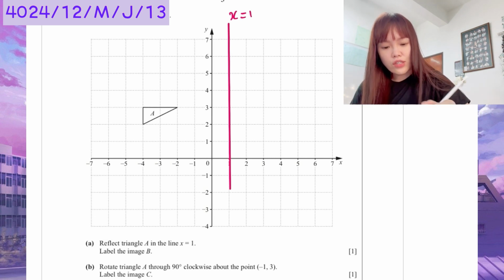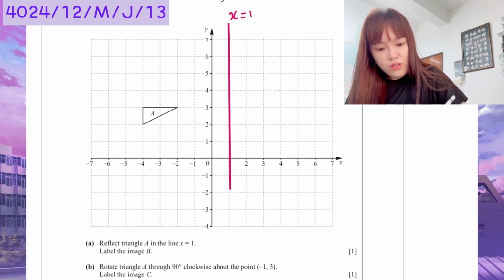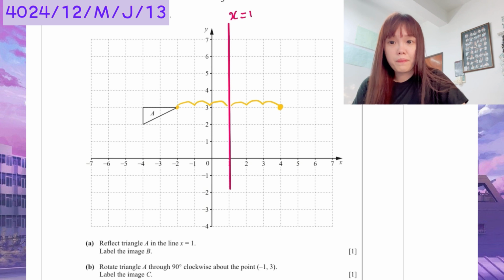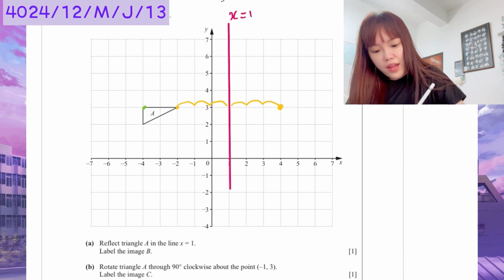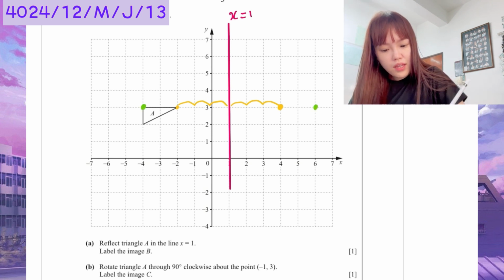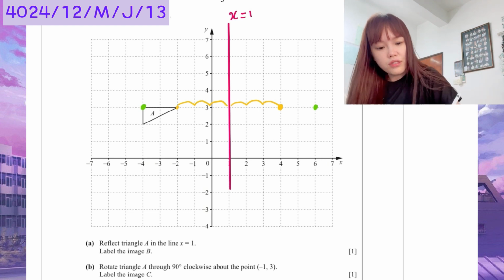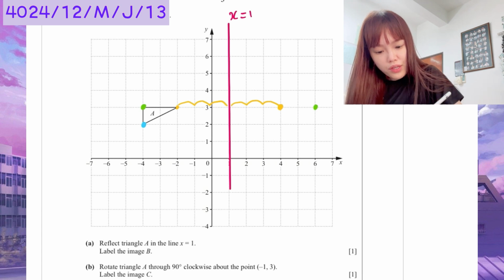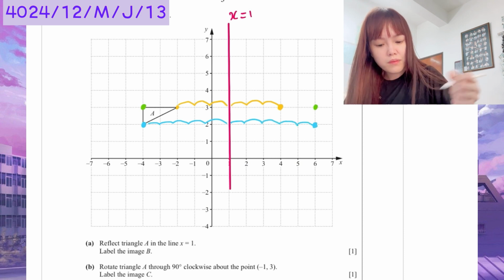So this is the line of x equals 1 and we want to reflect. When you want to reflect, it is like a mirror. This point, you count the number of steps, it is 3 here. So here is also 3. So the point is going here. Whereas this one will be over here. It's like a mirror. And for the third point, you can count 1, 2, 3, 4, 5. So 1, 2, 3, 4, 5 is here.